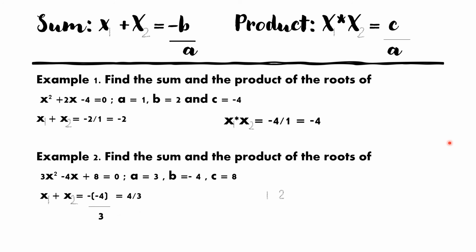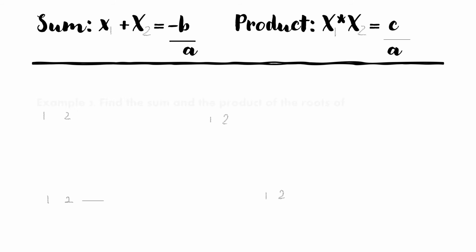So let's get the sum of the roots, and that is negative b over a, as in the formula here. The value of b is negative 4, divided by 3. So this becomes positive 4 over 3. And then we have x sub 1 times x sub 2 is equal to 8, which is the value of c, divided by 3, which is a.